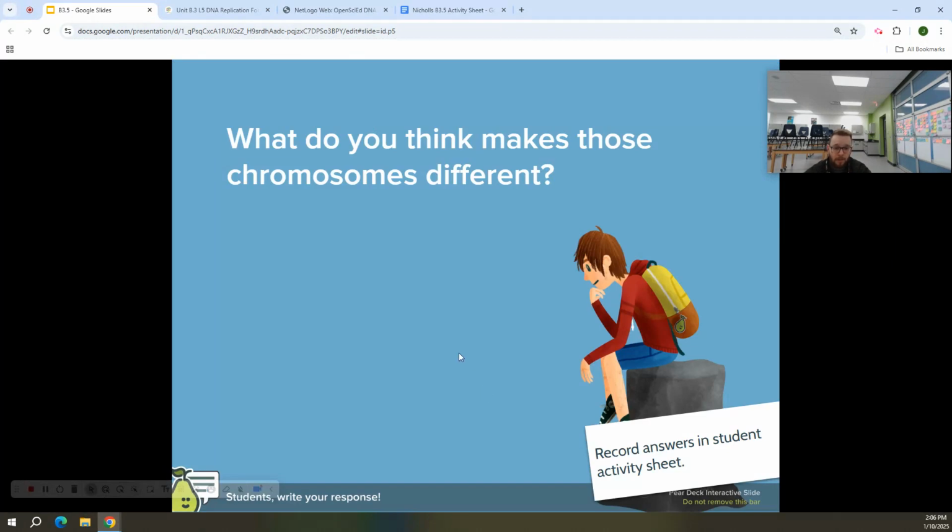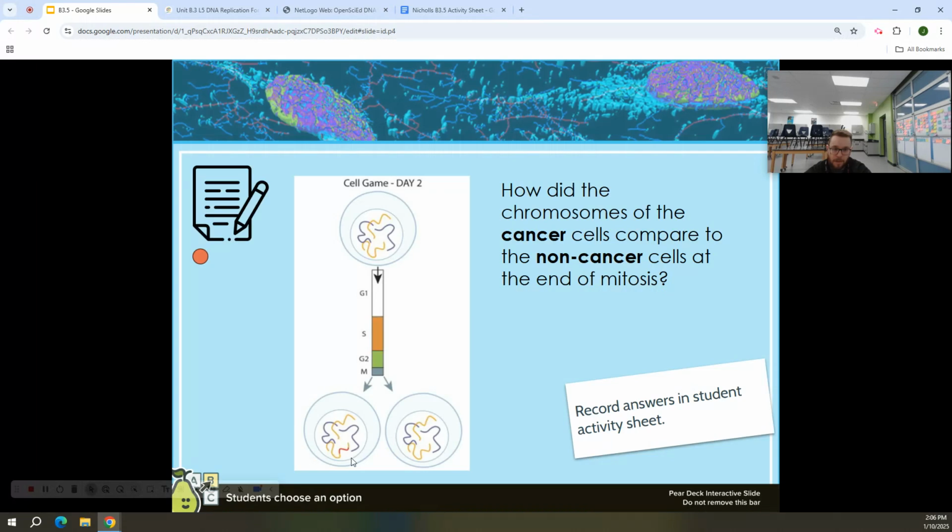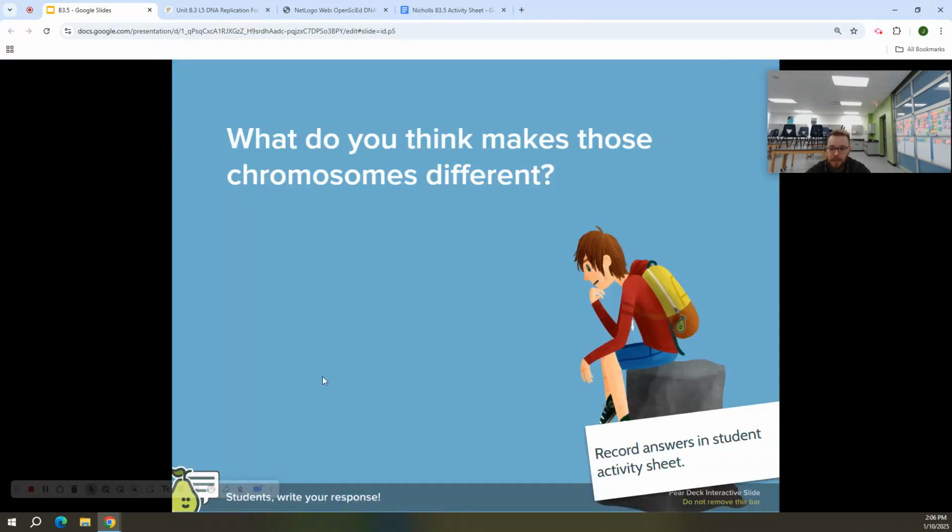Okay, and then coming back, and we're going to start, and I want to just initially, kind of like my little dude here is doing, think about what makes chromosomes different, or those chromosomes different. So what makes the non-cancer chromosomes different than the cancer chromosomes? So just take a moment. You can pause the video and you can think about it. You're not going to type anything at first. I just want you to think about what makes them different.